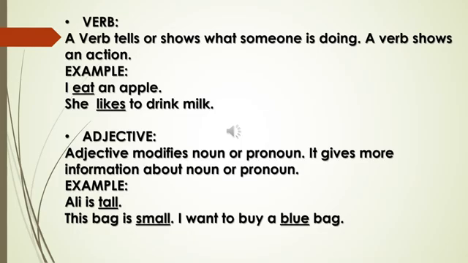Adjective. Adjective modifies noun or pronoun. It gives more information about noun or pronoun. For example, Ali is tall. Tall modifies here Ali. Tall modifies noun. This bag is small. Small modifies bag. Small and tall is adjective. I want to buy a blue bag. Blue is adjective.